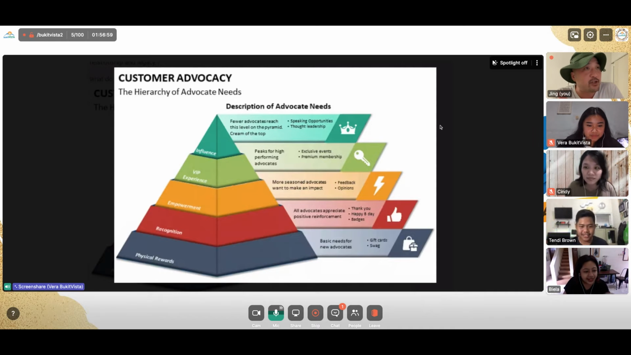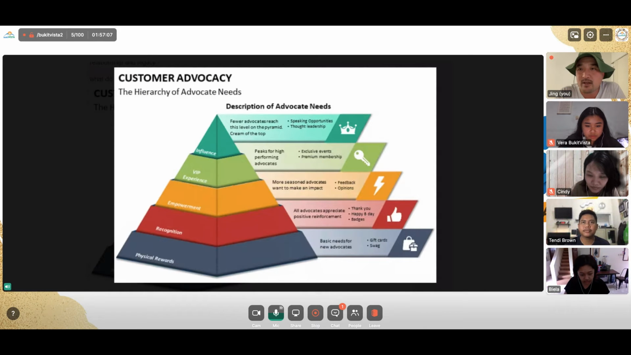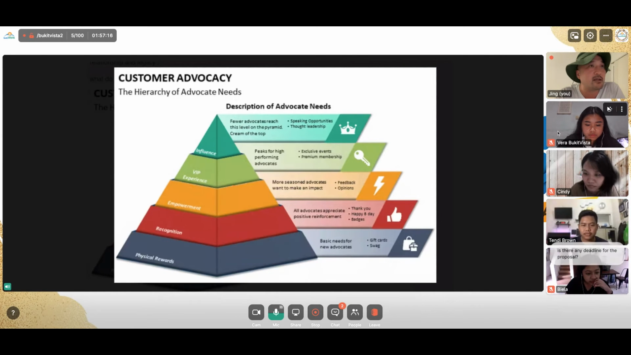Okay, Tendy, that's the actionable then, right? Let's start building the pyramid from the bottom. We probably should get those bottom things and then work our way up to the top. Basic needs, yeah, these are basic needs. I agree. Okay, what do I have after this? I think this is my last meeting today. That one we'll delegate to Bila.